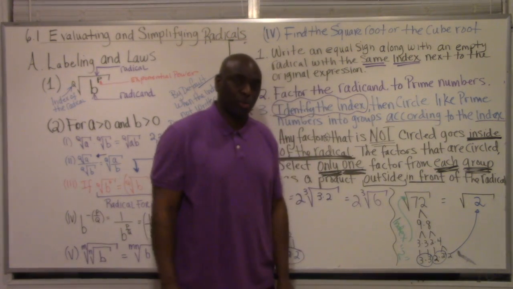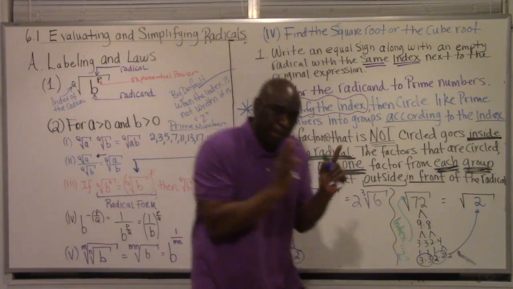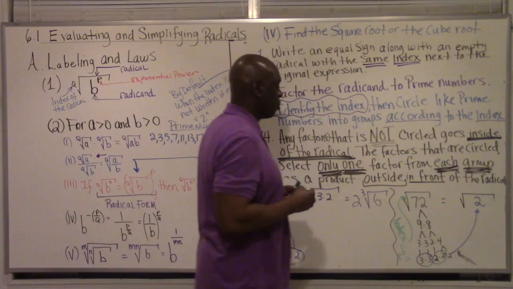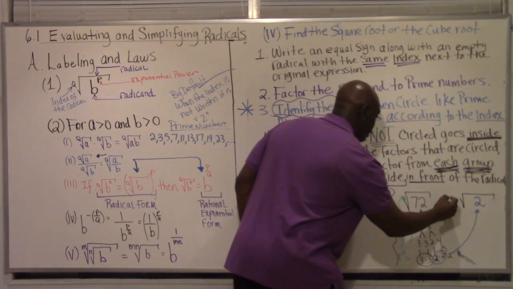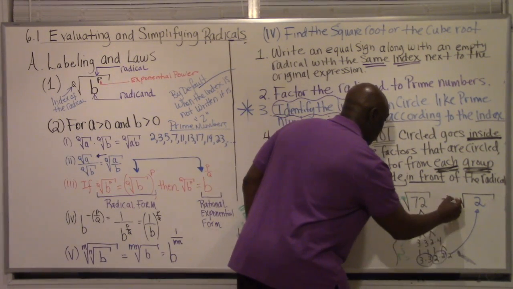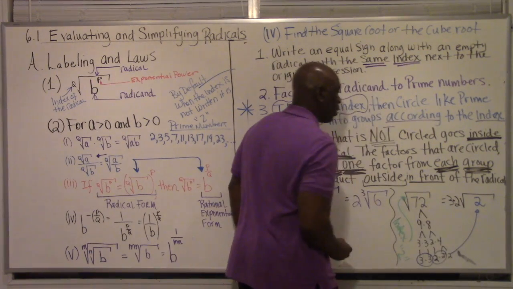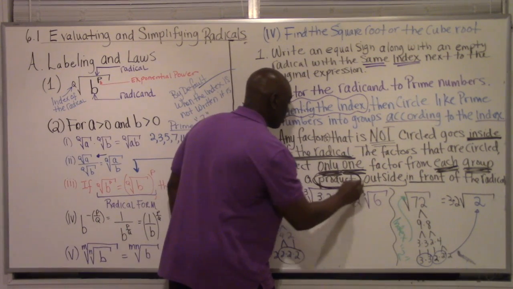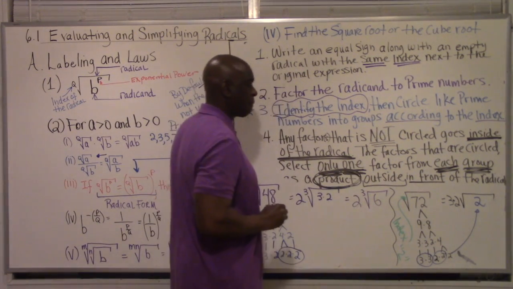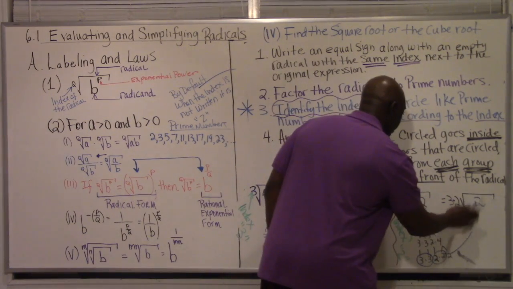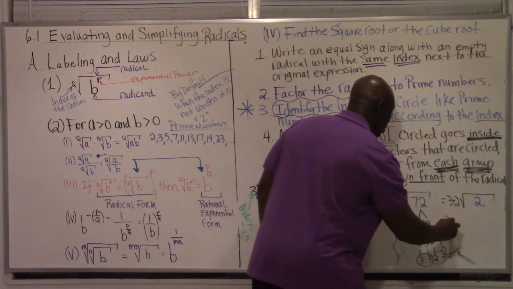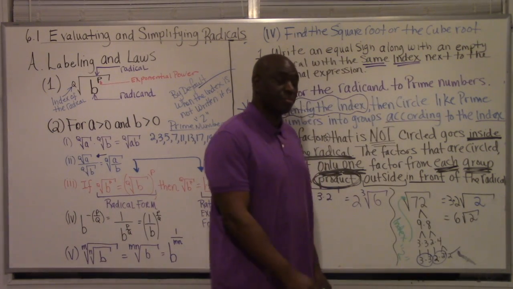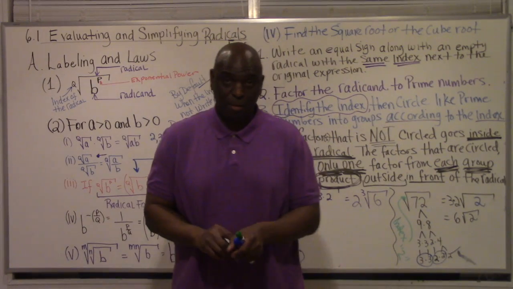What did get circled? Only one representative per group. 1. So a 3 from this one. And a 2 from that one. And it's the what? It is the product of those two numbers. Product means multiply. So my final answer, in this case, is going to be 6 square root 2. And that's it. All right?